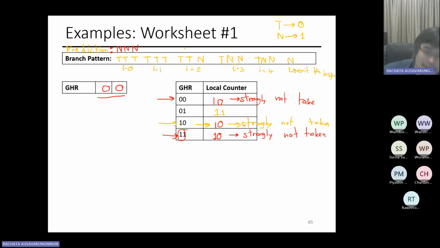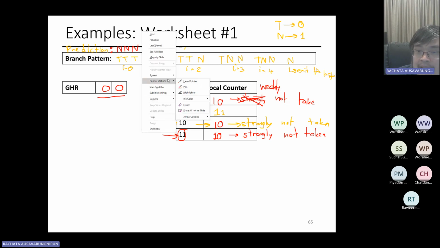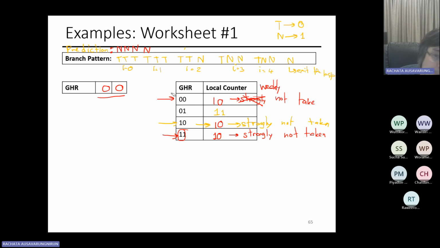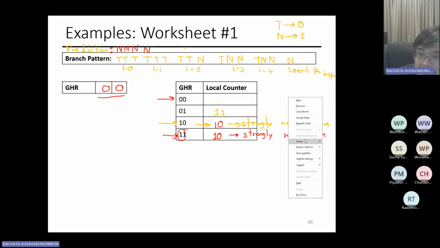The GHR is updated. The last two branches you saw were taken, so it's going to be 0, 0 again. Over here, you look at 0, 0, it's 1, 0, now weakly not taken. The prediction is going to be, again, not taken. Because you're wrong, you now update everything. GHR is again 0, 0. This entry changes from weakly not taken, 1, 0, and because you're wrong, it becomes 0, 1.